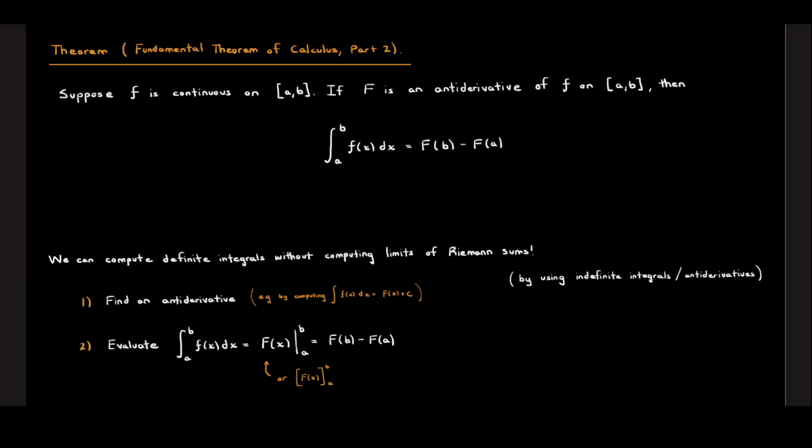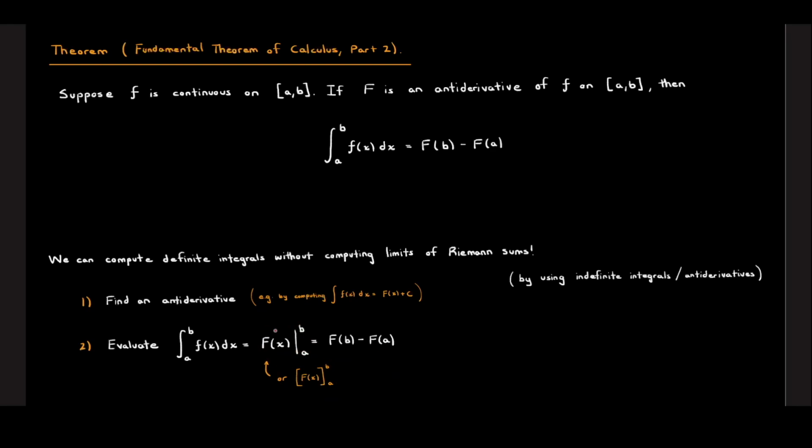You first need to find an antiderivative. And how do we find an antiderivative? You have to compute the indefinite integral of f of x dx to get this general family of antiderivatives. And then you can evaluate the definite integral from a to b of f of x dx as capital F of b minus capital F of a. So just subtract the antiderivative output at the upper limit minus the lower limit. And we use some notation to compactly represent this difference. So this kind of notation just stands for F of b minus F of a.